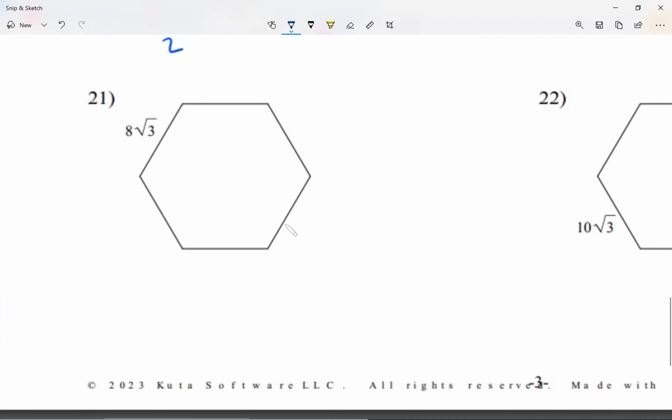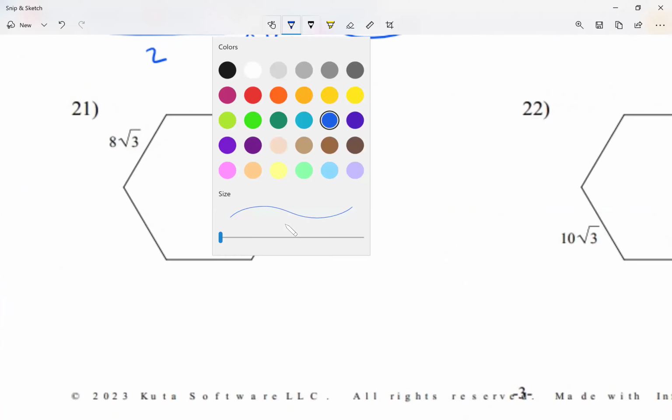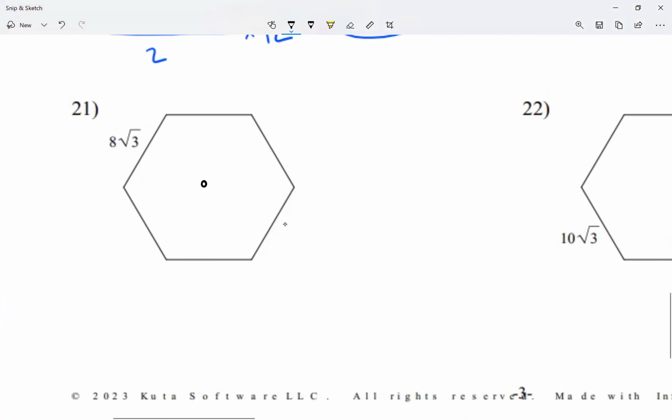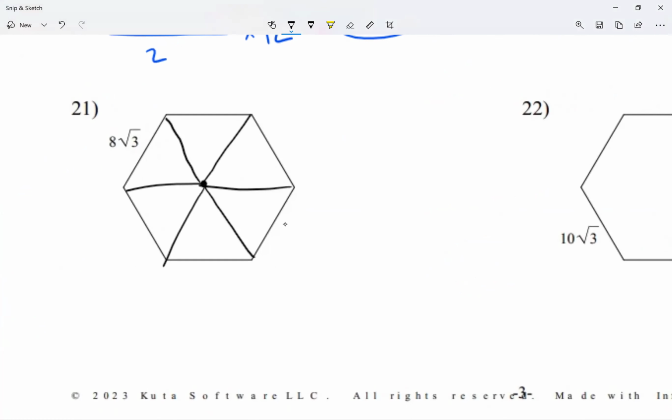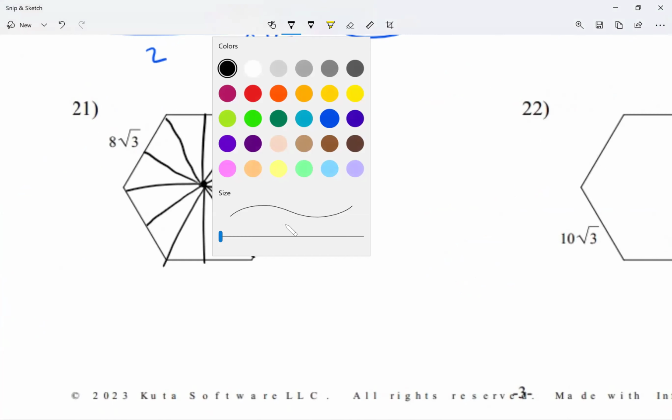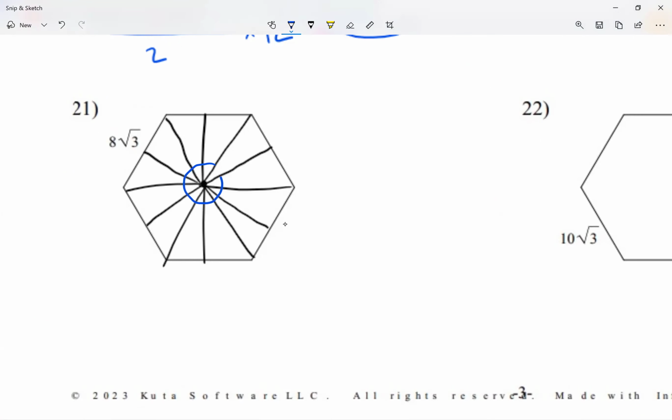Okay, let's take a look at number 21. Have my center there. Let me connect these to my corners, so all my radii. And each of my triangles, let me cut this in half, because I'm going to the center. Now I know in the center there's a circle, right? And that's 360. Seems like I'm breaking it into 12 equal parts. 360 divided by 12 is 30.